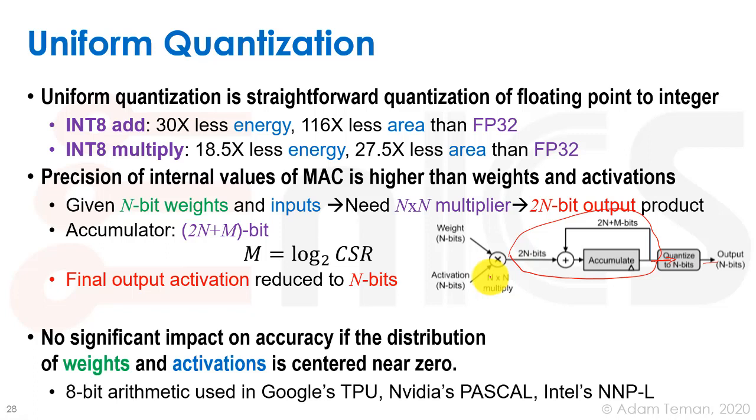This has been shown not to have a very significant impact on accuracy if the distribution of weights and activations is centered near 0, and 8-bit arithmetic, as I mentioned before, can be used in Google's TPUs, NVIDIA's Pascal, Intel's NNP-L, and other platforms. It's actually very common to use 8-bit integer quantization for inference in commercial products.